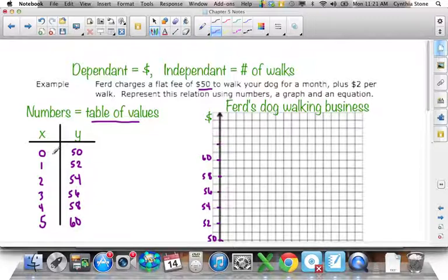So you take the base amount and you add the number per walk, the dollars per walk. So X is the number of walks, and Y is how much. And again, thinking independent, dependent: you choose the number of walks, and then your price is going to be completely dependent on how many walks it is, not the other way around. That's why I chose that way.